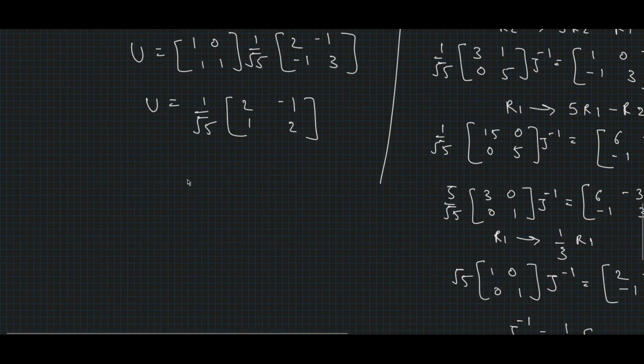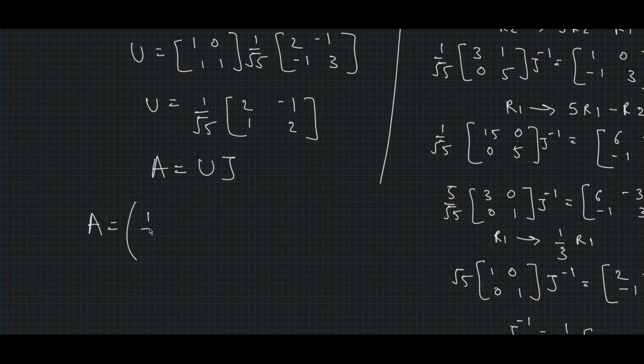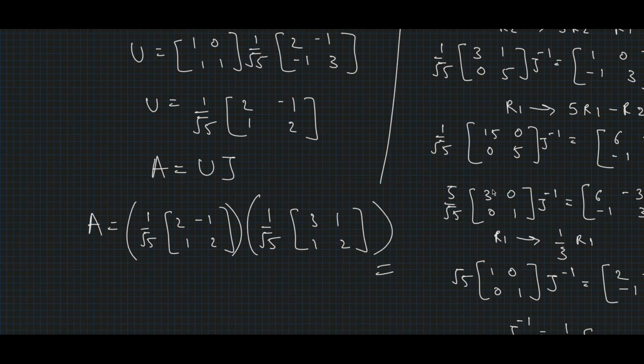So therefore now finally we can write the polar decomposition of A, that is A equal to uj, as A equal to 1 by root 5 times (2, minus 1; 1, 2) into 1 by root 5 times (3, 1; 1, 2). So this was the polar decomposition of A. Specifically, this was the left polar decomposition.